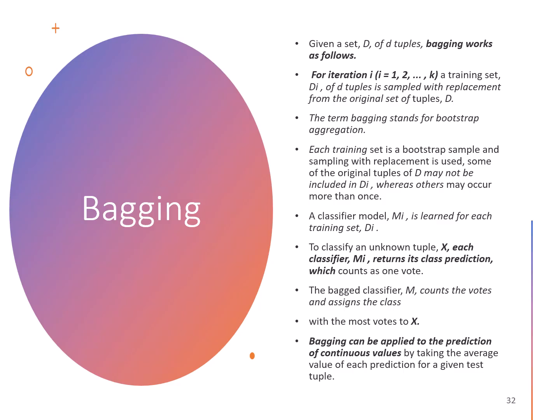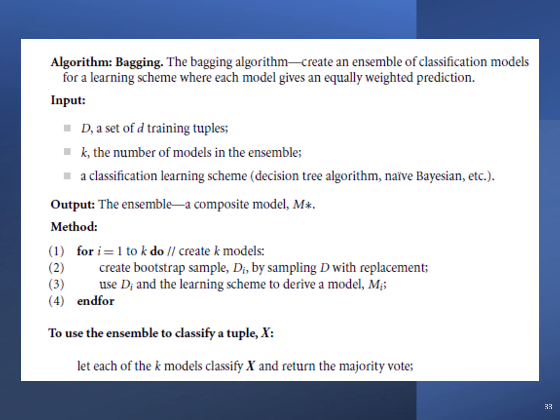A classifier model Mi is learned for each training set Di. To classify an unknown tuple X, each classifier Mi returns its class prediction, which counts as one vote. The bagged classifier M counts the votes and assigns the class with the most votes to X. Bagging can be applied to the prediction of continuous values by taking the average value of each prediction for a given test tuple. The bagging algorithm creates an ensemble of classification models.